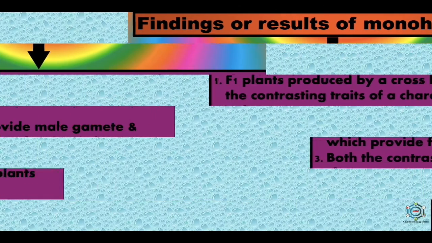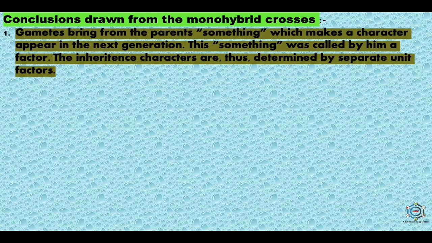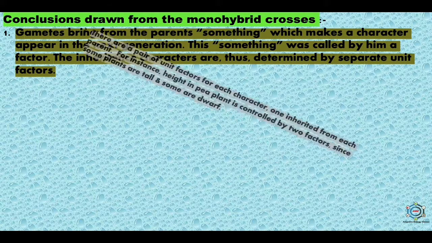Now, the conclusions drawn from the monohybrid cross. So here, the gametes bring from the parents something which makes a character appear in the next generation, and this something was called by him a factor. The inherited characters are thus determined by separate unit factors.